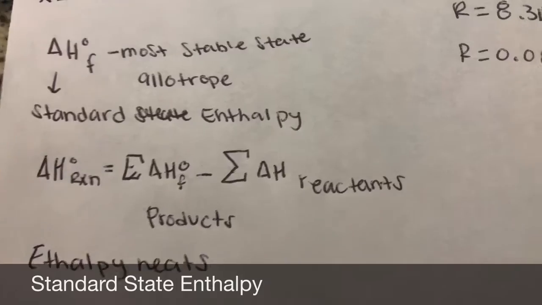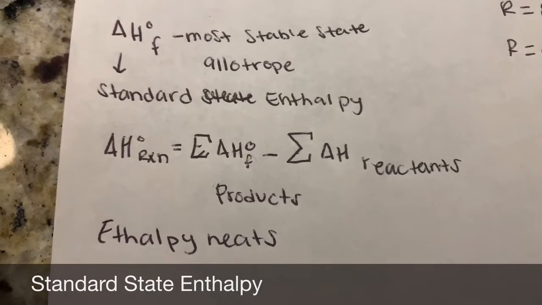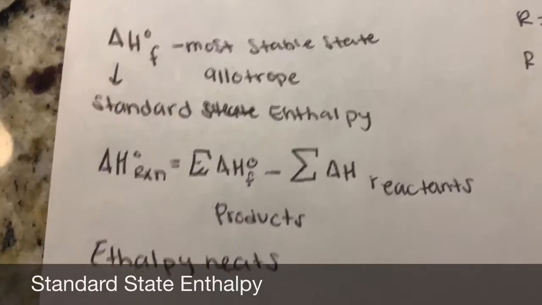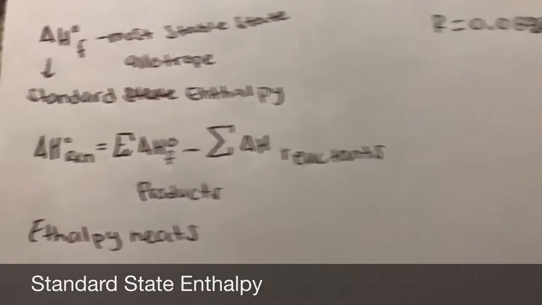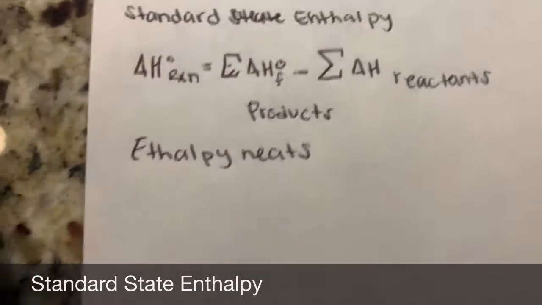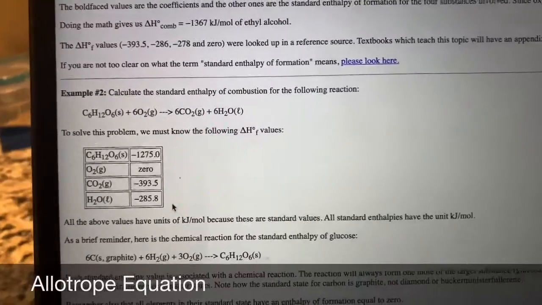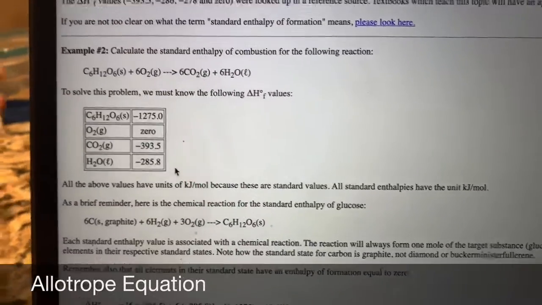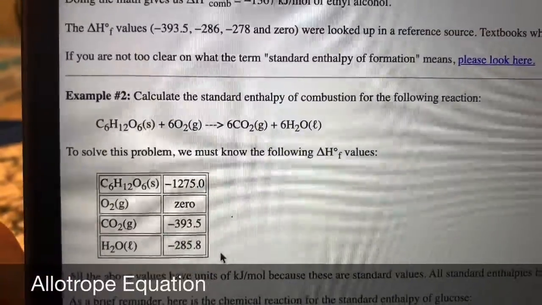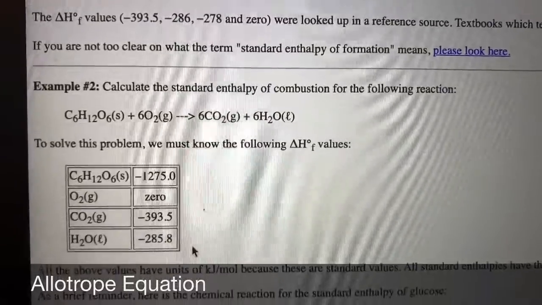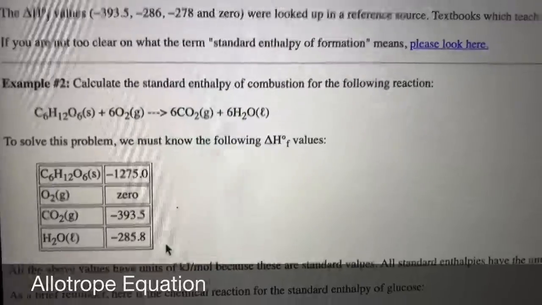So we're going to do one problem on how you can realize, okay, this is a standard enthalpy of formation problem, and I know that I'm going to have to do the sum of all the products minus the sum of all the reactants in order to get our delta H. All right, so this example problem asks us to calculate the standard enthalpy of combustion for the following reaction: C6H12O6 plus 6O2 yields 6CO2 gas plus 6H2O.